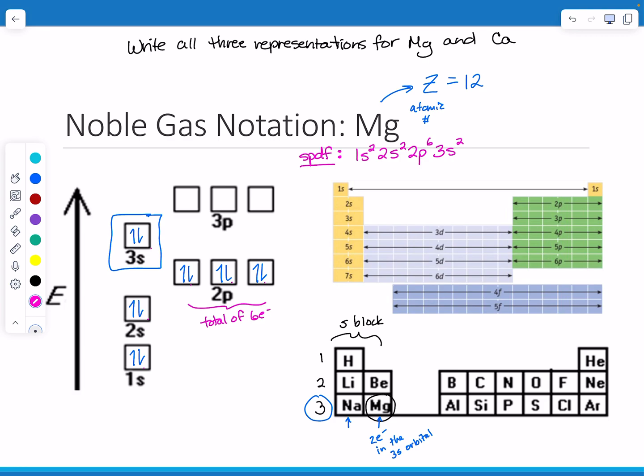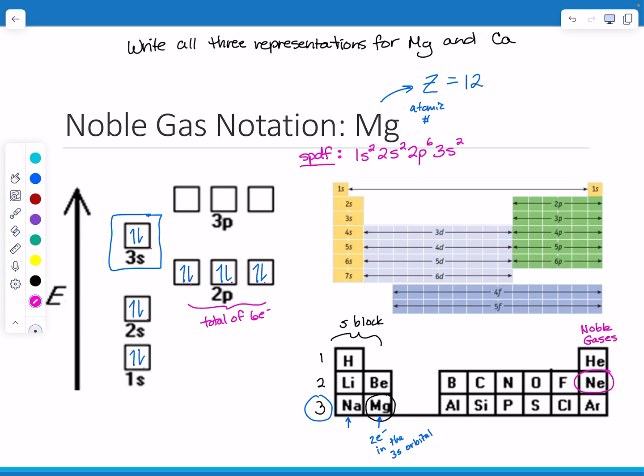And now we want to do the noble gas notation. Okay, so the thing that we have to do is look at our group 8A, which is our noble gases. We have to look at the row above. We have to look at the noble gas that has fewer electrons than the atom that we're considering. So that would be, once again, neon, okay?